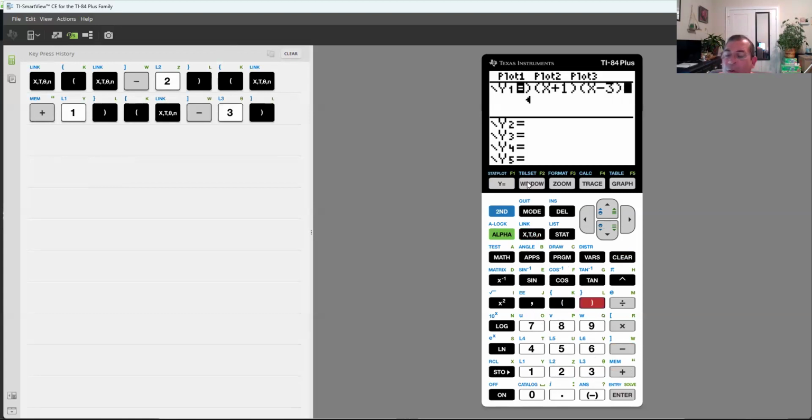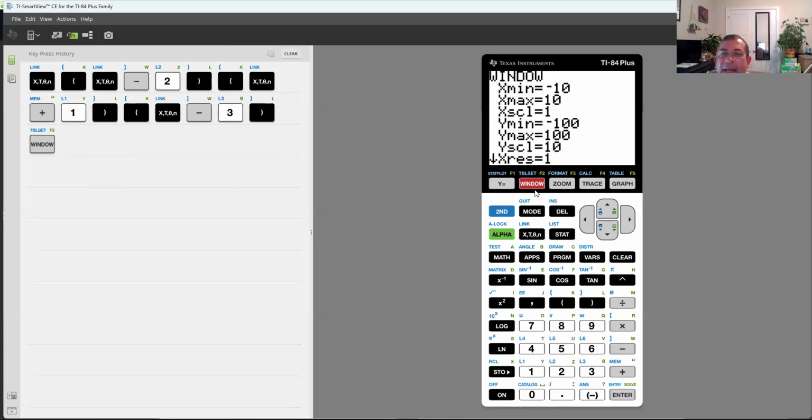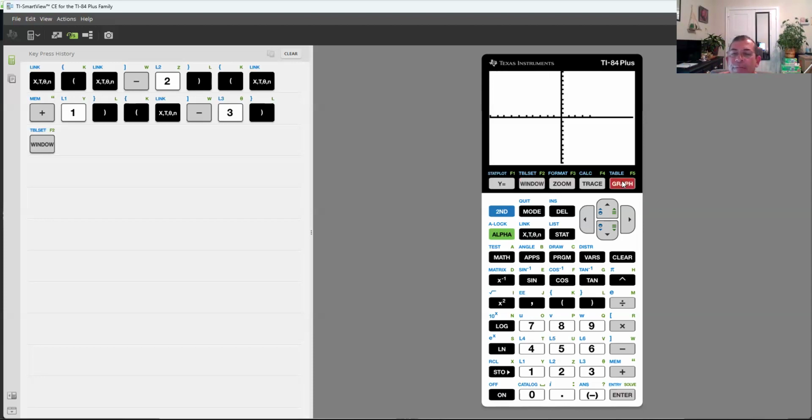Now I'm going to hit my window because I think it's already set like I needed it. Yeah, they went from negative 10 to 10, and then they went negative 100 to 100. I'm just going to leave my x scale and y scale like that because it really don't matter. You can make that whatever you want on those. All we want to do is hit graph. And y'all, there it looks like that B y'all picked.